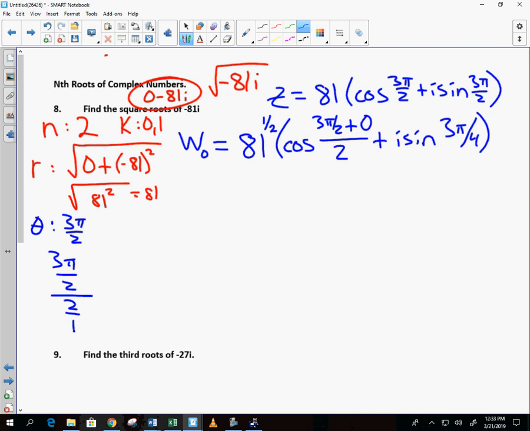So I've got 81 to the 1/2. Does that work out? What is it? 9. Times the cosine of 3 pi over 4 plus i sine of 3 pi over 4. Wasn't that awesome? That's what we call the trigonometric form of your result.